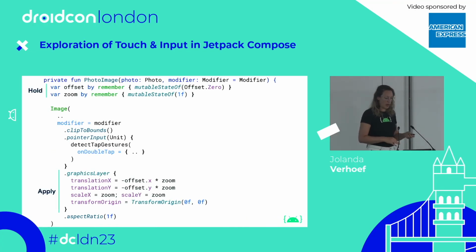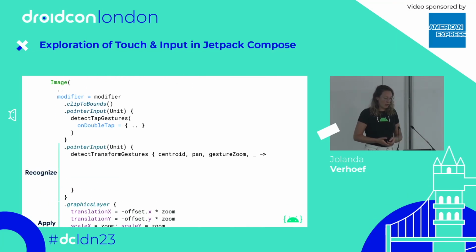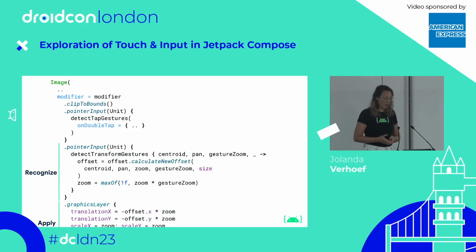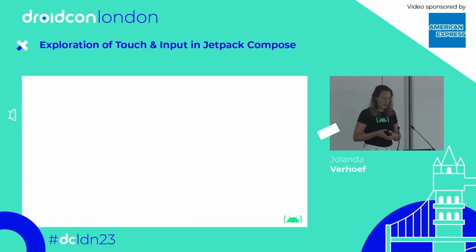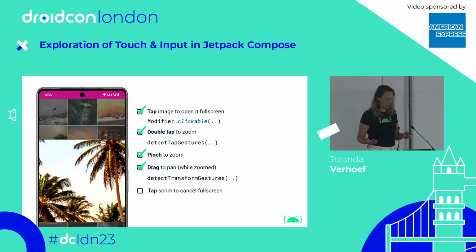So going back to our code, our hold and apply blocks can still be the same because we're still dealing with offset and zoom values and applying them to our composable. We just have to add another gesture recognizer. So we add another pointer input modifier, this time detecting transformation gestures. This will continuously call the lambda with delta values for movement and scaling. So we continuously get new values, right? We calculate the new offset value and the new zoom value. Again, I'm leaving out the calculation because it's hard to wrap your head around, but it's just a couple of lines of code. And with that, we can actually zoom and we can actually pan.